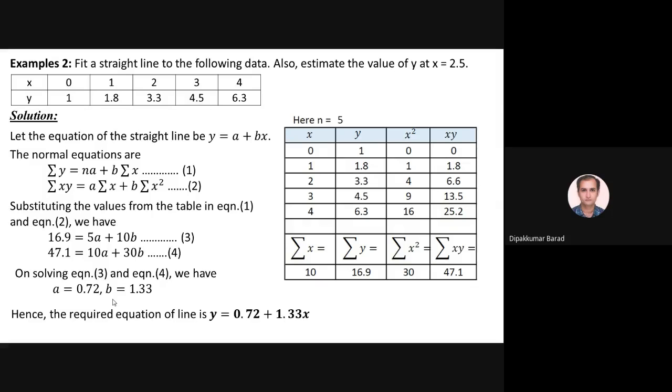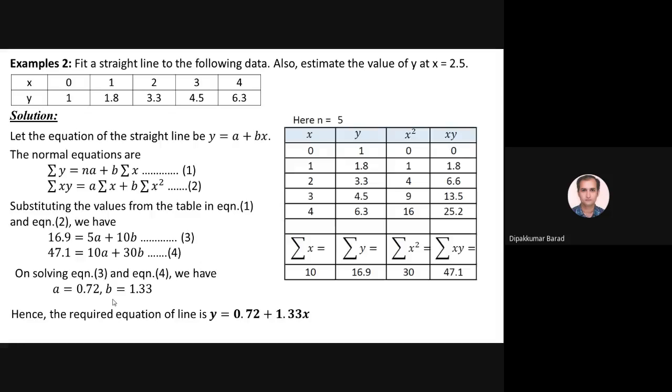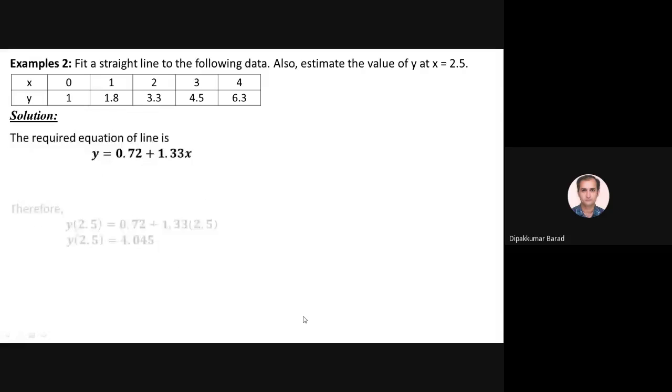So now example 3. We are required to find the estimated value of y at x equal to 2.5. So instead of x we have to put 2.5, and we get the value of y. If we put 2.5, y is equal to 4.045. So at x equal to 2.5, y is 4.045.